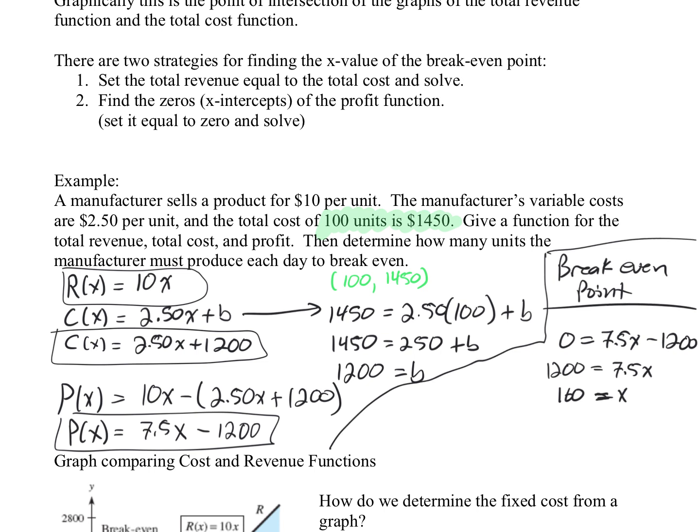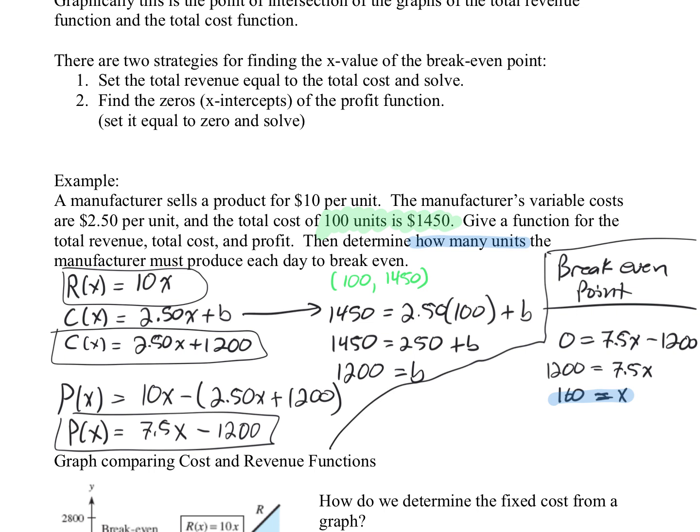So at this point, we need to remind ourselves what the question was asking. It asks us to determine how many units the manufacturer needs to produce in order to break even, and x was representing the number of units. So we have it. This is our answer. No further work is required.